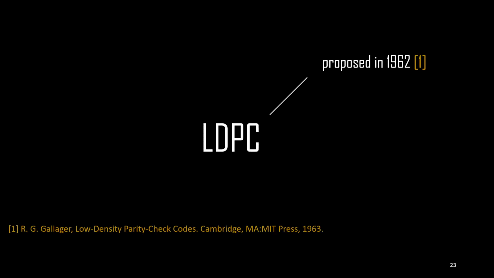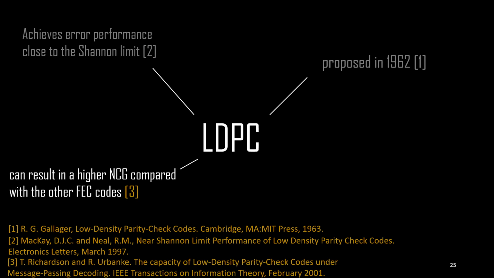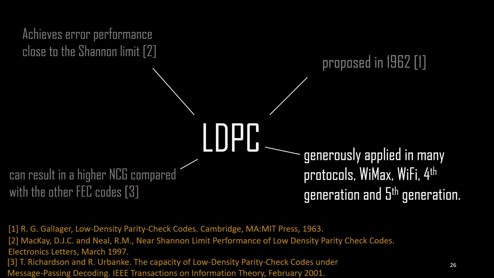Speaking of LDPC, it was proposed in 1962 by Dr. Gallager. LDPC code has been proved to achieve error performance close to the channel limit, and can result in a higher net channel gain compared with other FEC codes. It is also applied in many protocols: WiMAX, Wi-Fi, 3GPP, 4th generation, and 5th generation.